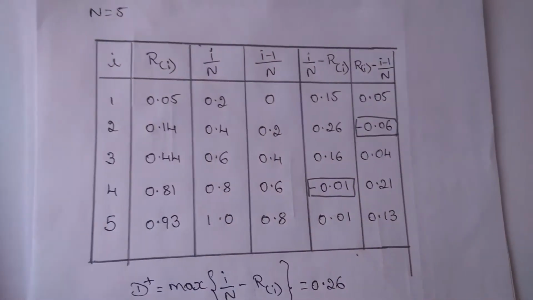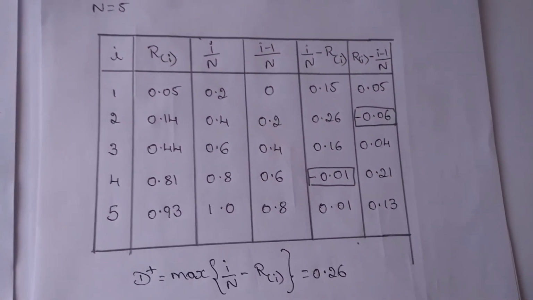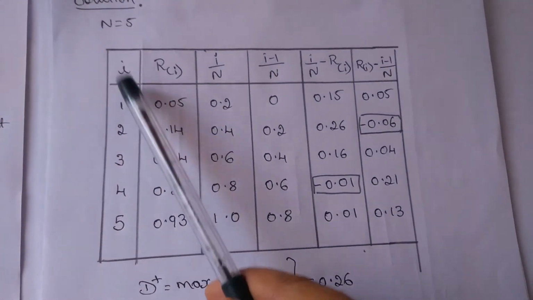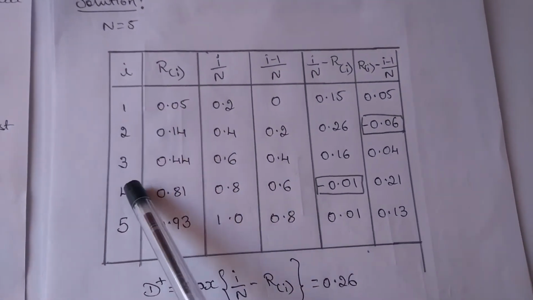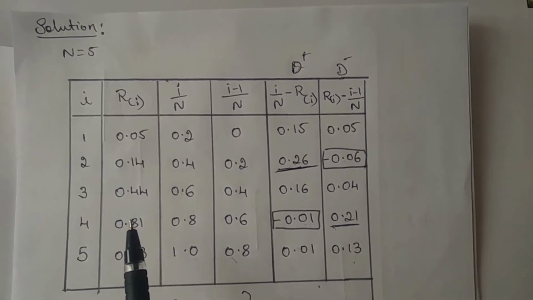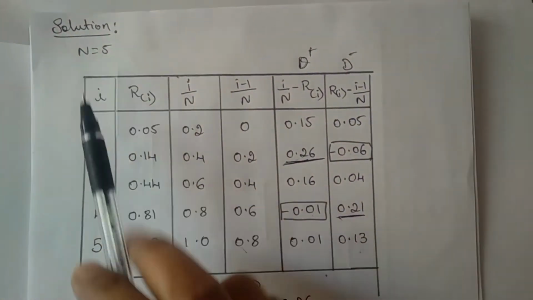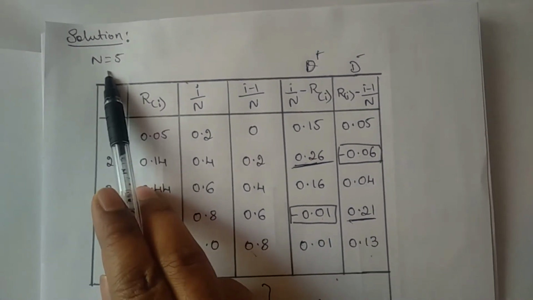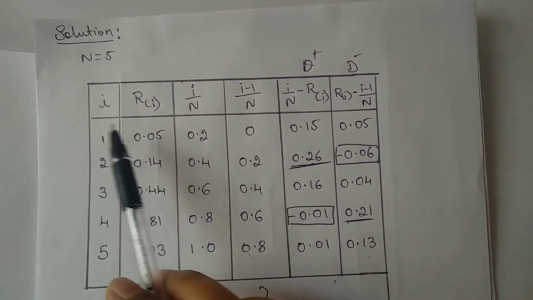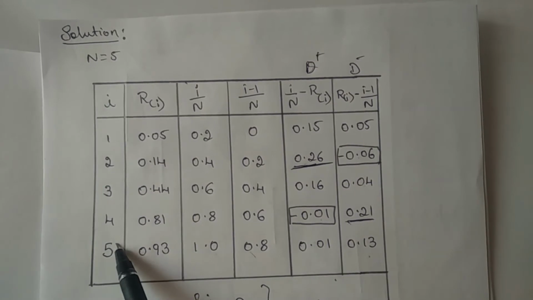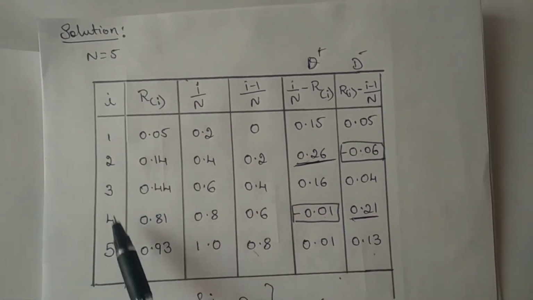See, this is the solution here. First, what is the first step? The random numbers i equals 1, 2, 3, 4 and 5. Now let me come to the solution. Here I have n equal to 5 because we have 5 random numbers in the question. So n is equal to 5. So I am taking each and every random number i from 1 to 5.